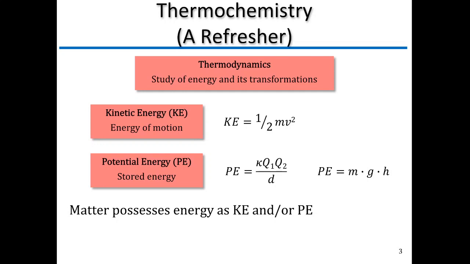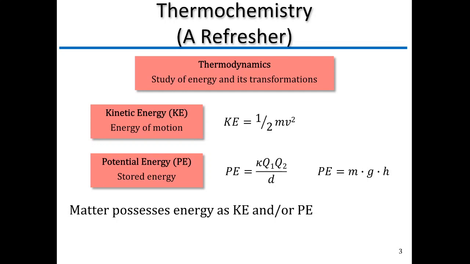Okay, then we have potential energy, which is represented as PE. This is stored energy. We can represent it in terms of charge, so we could say potential energy is equal to some constant times Q1 times Q2 over the distance between those two charges. Or we could put it in terms of height and gravity, so we could say that potential energy is equal to mass times height times the gravitational force. We'll talk more about what these mean in terms of chemistry, but just understand these are the definitions that we're coming from.